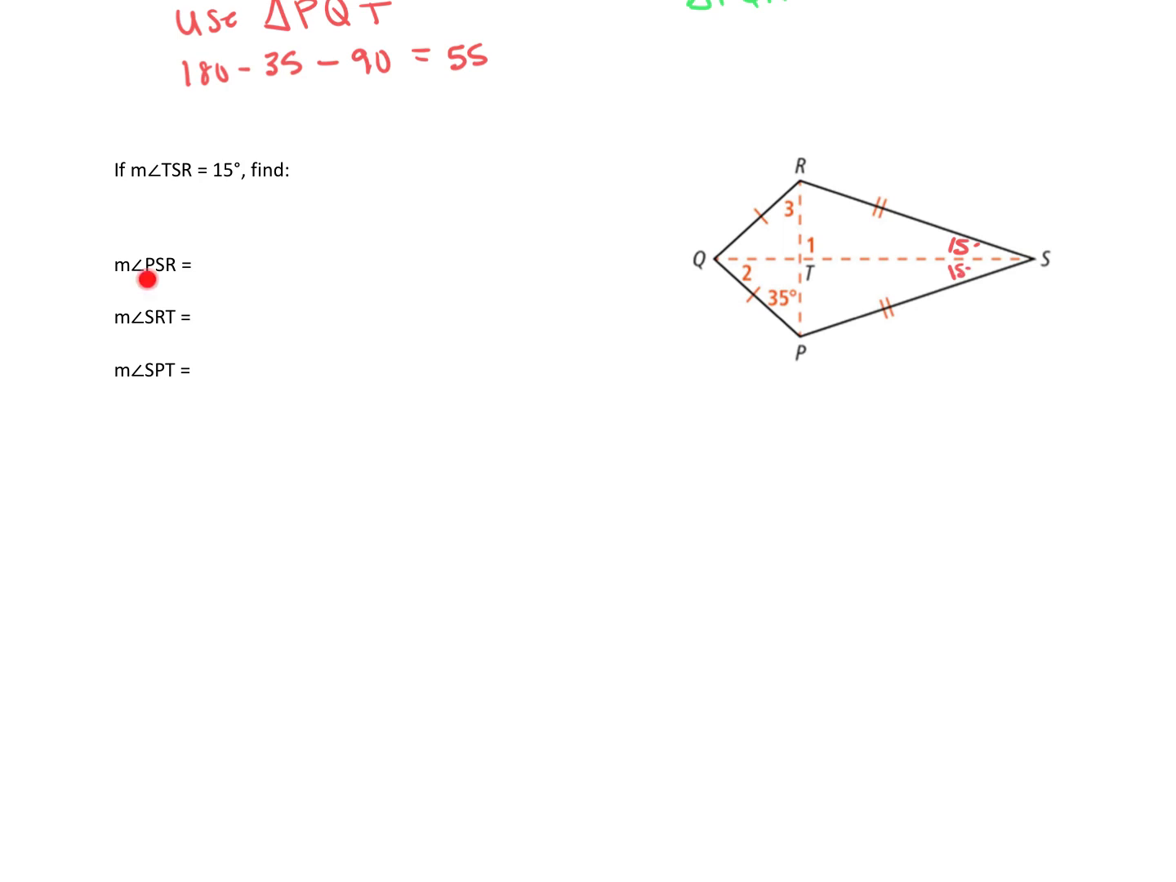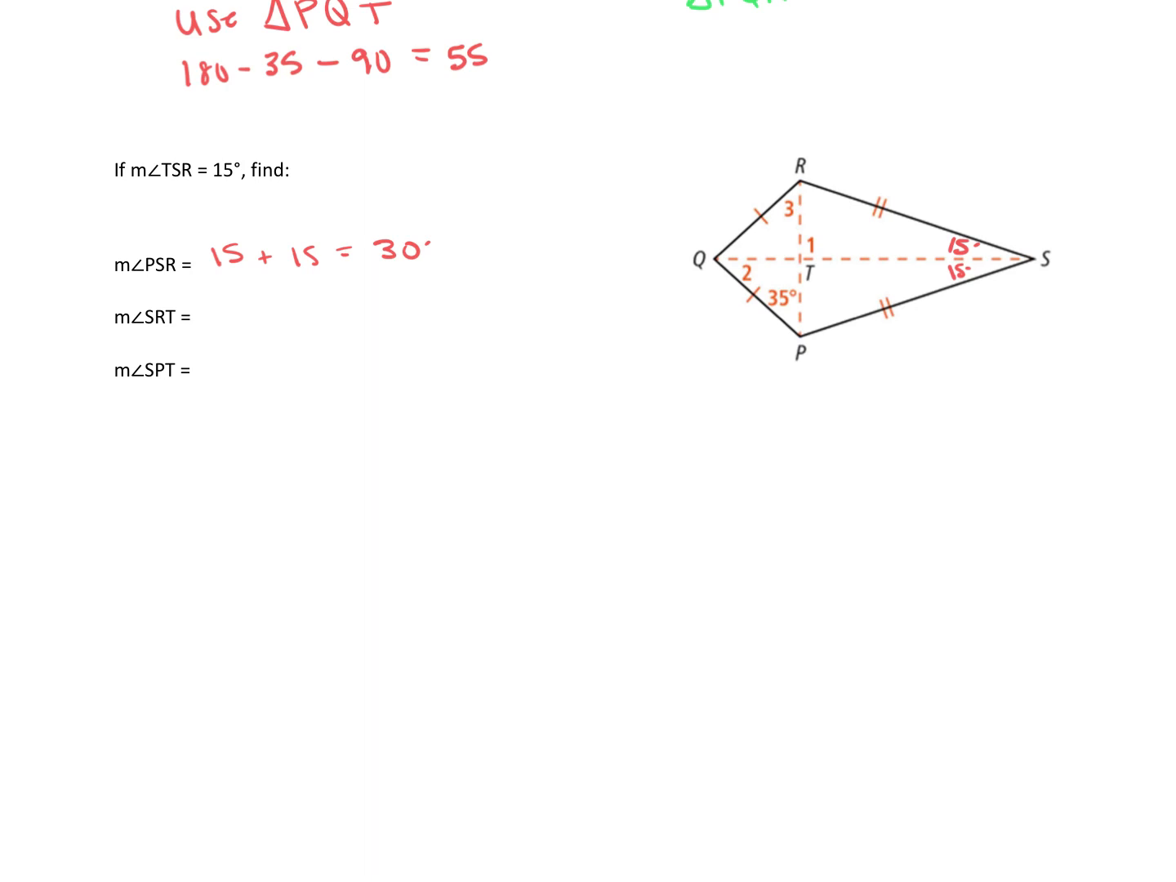So what is the measure of angle PSR? PSR is this big angle. We can see it's both of those 15-degree angles, so we'll just take the 15 degrees plus the other 15 degrees to get a 30-degree angle for angle PSR.